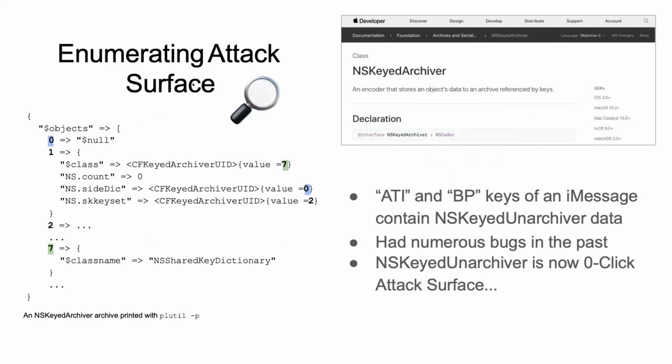So let's do some more attack surface enumeration. On the left side, you see an example of such an archive. It's encoded in a plist, and it's pretty much a big array, and every object has an index in this array. As you can see, for example, object number 7 is of the class NSSharedKeyDictionary. It is quite powerful. So we can do the exploit using the NSSharedKey library.